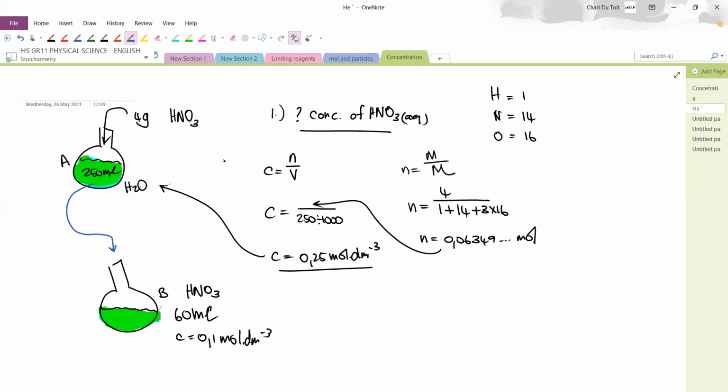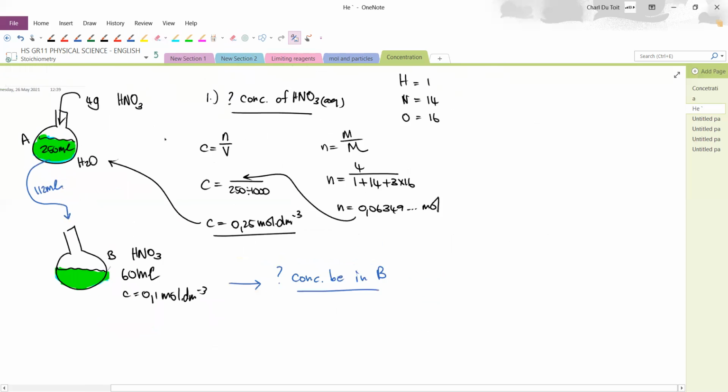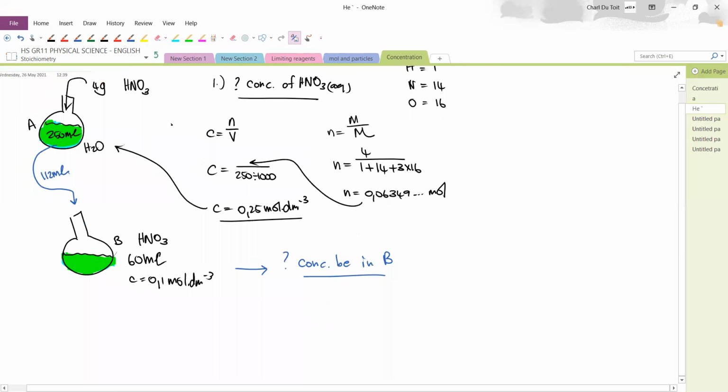I'm going to take some of A and throw it into B. In fact, I'm going to take 112 milliliters and put it in there. Now I want to know, what concentration of nitric acid will I have in flask B? Let the equation guide you. Concentration is mole divided by volume. See if you can find that. It's going to be almost the same as the previous example.